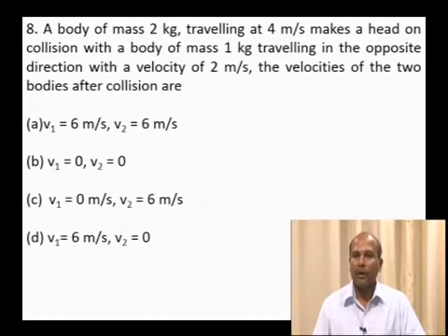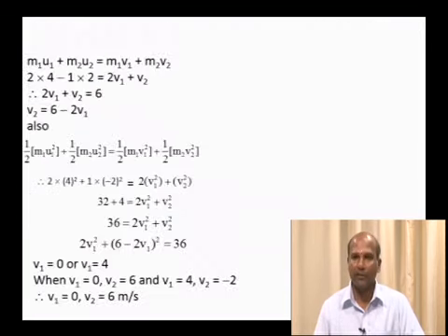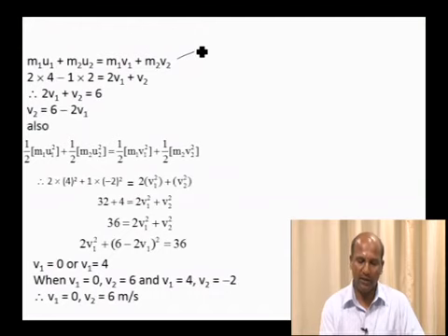Next problem. A body of mass 2 kg travelling at 4 meter per second makes a head-on collision with a body of mass 1 kg travelling in the opposite direction with a velocity of 2 meter per second. The velocities of the two bodies after collision are asked. So we need to find out the velocities of the two bodies here. So once again we actually use the law of conservation of momentum here. Substituting this, you will actually see v2 is equal to 6 minus 2v1.